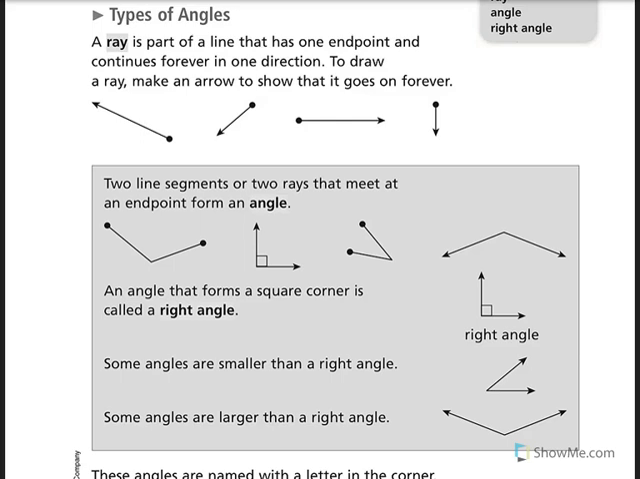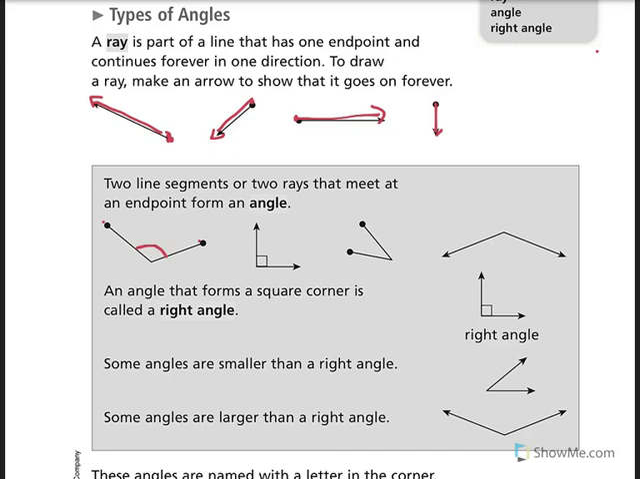So, like we talked about a minute ago, a ray is a part of a line that has one endpoint, right there, and continues forever in one direction. The arrow on the end shows that it's continuing in that direction, and the point shows that it is stopping there. So those are all rays. And then we talked about two line segments, or two rays, that meet at an endpoint form an angle. Because these have dots, these are segments. They don't continue, but they join right here, and there's a little angle.